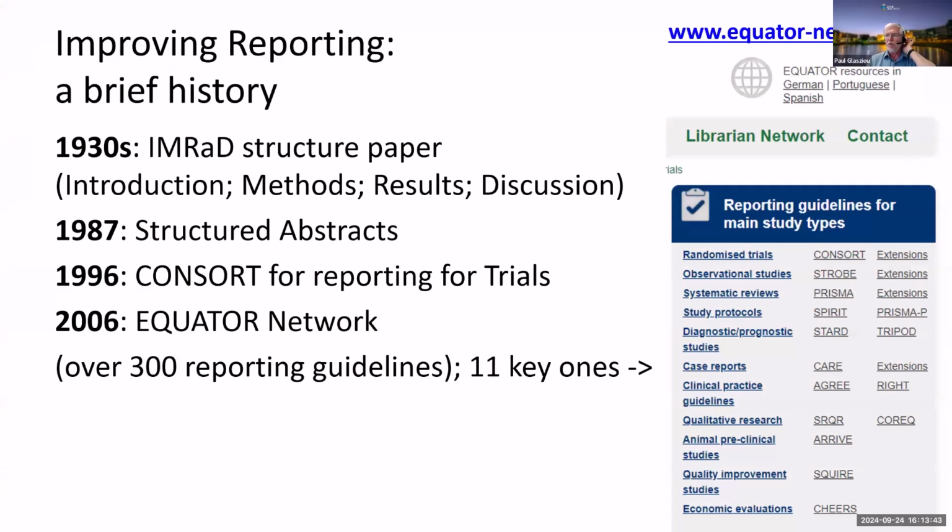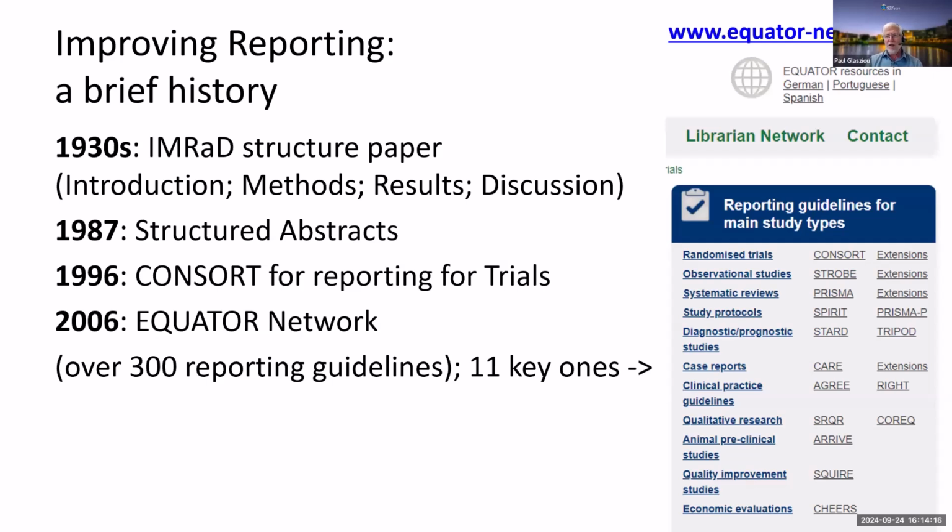I've mentioned that IMRAD was developed in the 1930s, and in 1987 Brian Haynes proposed that we use an even more complex structure than IMRAD for the abstracts, because the abstracts are what a lot of people would see, and so he wanted more detailed information. The first reporting guideline was CONSORT for clinical trials, and not until 1996, so it's a fairly recent development. But once it got there, the CONSORT statement was very widely used and then copied.